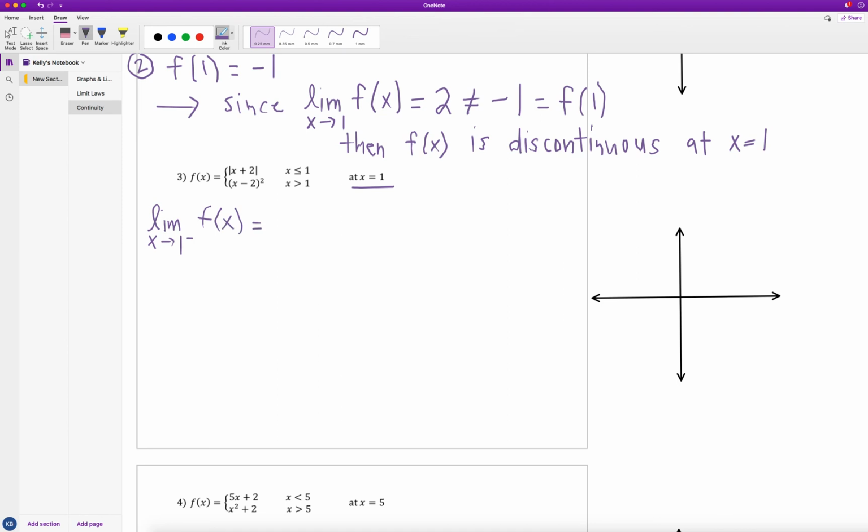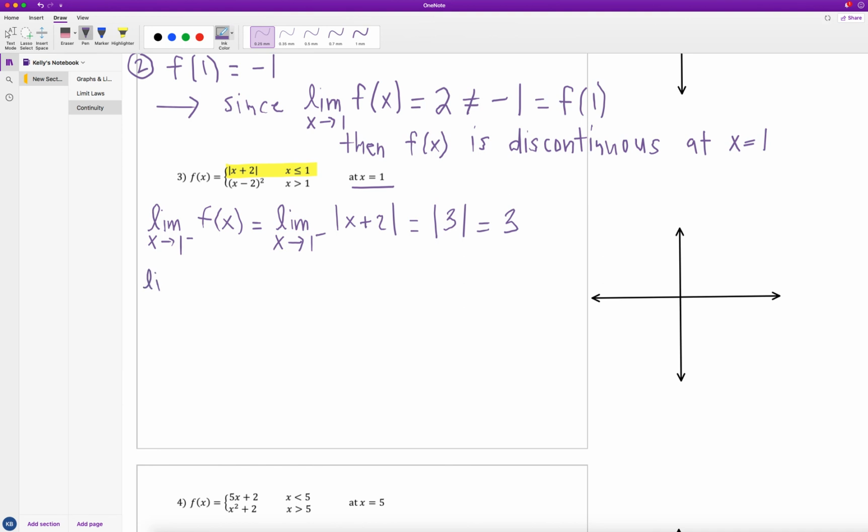Now for the left side, I want to use the stuff that is less than that. So I'm going to use the absolute value of x plus 2 in this case, since that's where x is less than 1. So don't forget to keep writing your limit until you take it. So we have the limit as x approaches 1 from the left of the absolute value of x plus 2. If I try to do a direct sub in, I get the absolute value of 3, which is a valid answer, and the absolute value of 3 is equal to 3. So I'm good on that front.